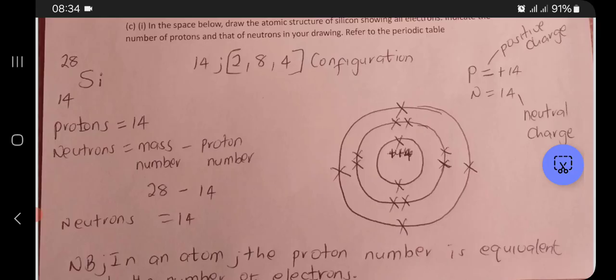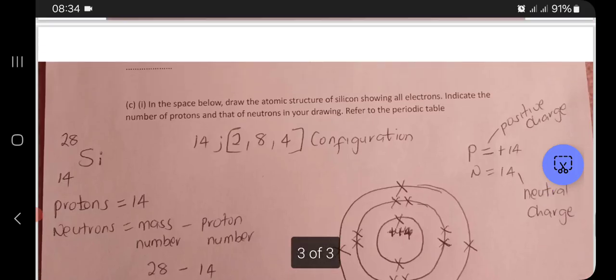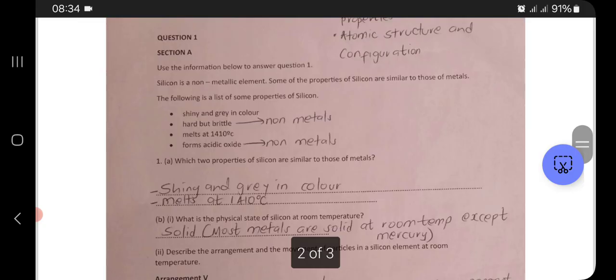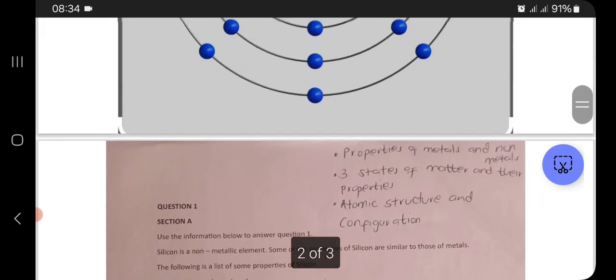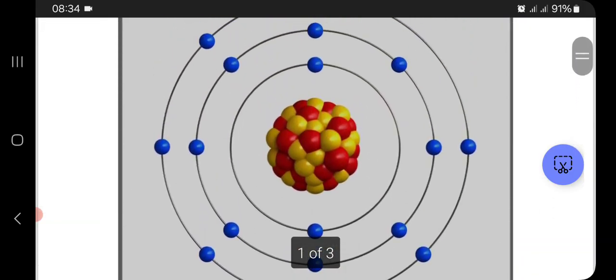Now, you also need to indicate how many protons and how many neutrons there are. Protons are 14, and remember that protons have a positive charge. Neutrons are also 14, and remember that neutrons have a neutral charge. So that's basically the science question. This is a very long question, but also very simple. So you need to know what you're doing.